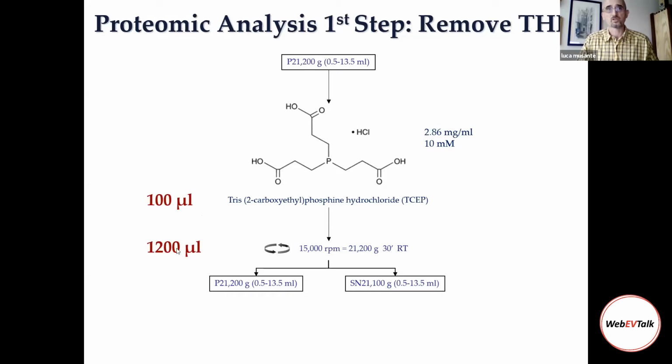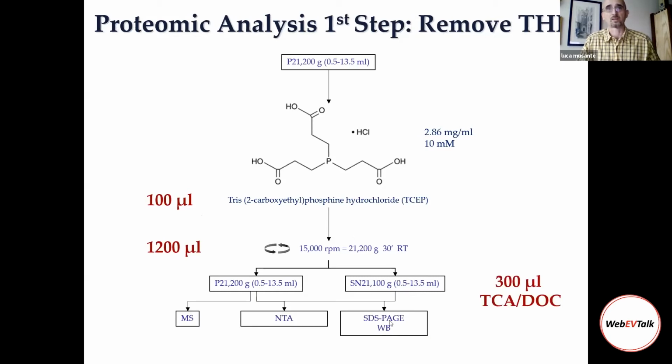Before centrifugation it was diluted in 1200 microliter of buffer, and this was the key for a successful reaction. And then we centrifuged again for 30 minutes to split the pellet and the supernatant. The supernatant, for Western blot and SDS-PAGE, was precipitated with trichloroacetic acid supplemented with sodium deoxycholate, and then mass spectrometry was used to characterize the pellet, and NTA for the particle size distribution in both fractions.